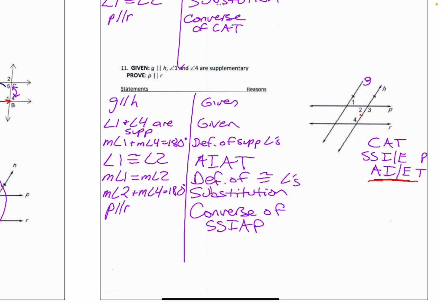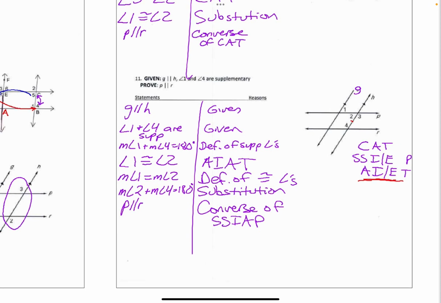Is there another way to do this one? That's true often. We could have used 3 and 4, and then our last line, we would have had to prove 3 and 4 are congruent, and then our last line would say converse of AIAT, the alternate interior angles. So that would be a slightly different proof, but also a valid one. I think based on the labeled angles, those are the only 2 options.